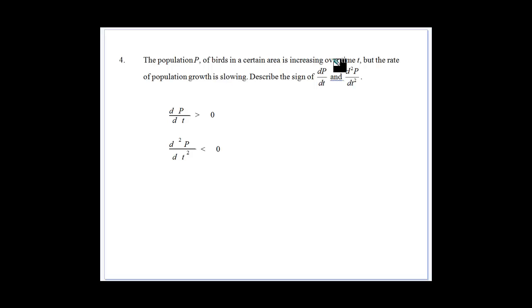The population of birds in a certain area is increasing over time, but the rate of population growth is slowing. So describe the sign of that. Well, if it's increasing, then our first derivative must be greater than 0. But the population growth is slowing, which means it's still increasing, but it's increasing at a decreasing rate. It means our second derivative would be less than 0, which means our curve would look something like that. It's still increasing, but it's slowing up. The population growth is slowing.